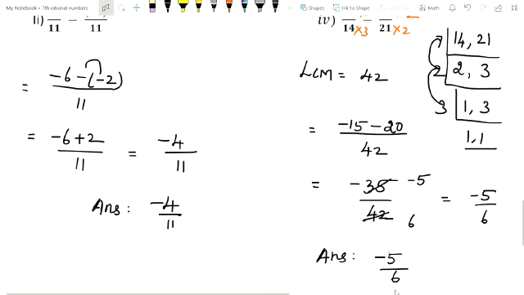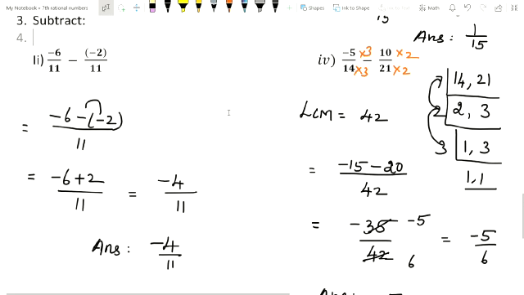I repeat this. Minus 5 by 14 minus 10 by 21. Here denominators are different, so we have to take the LCM of 14 and 21. So the LCM of 14 and 21 is 42. Now the common denominator is 42. See the first term, minus 5 by 14. Here the denominator is 14, so we have to multiply with the 3 only. We'll get 42. So you multiply the numerator also. So minus 5 into 3, you get minus 15.